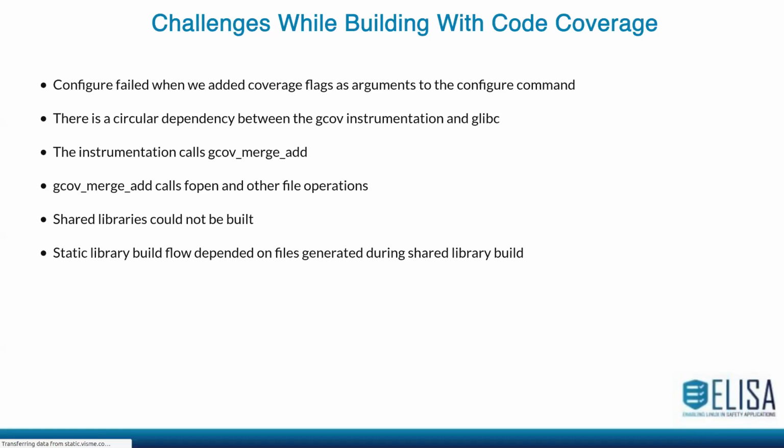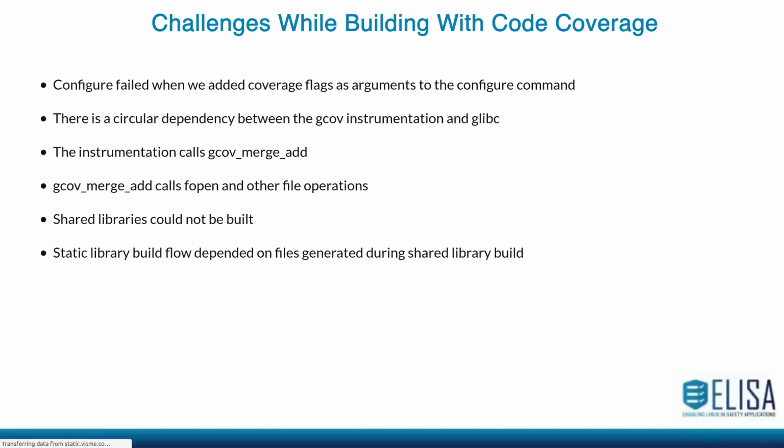There was an article which really linked, and those people basically concluded that there was some error that could not be solved. So this was the error that we solved: shared libraries could not be built because of the way shared libraries are called. They're used by multiple parts of glibc. It causes multiple link errors, and the static library build flow depended on the files generated during the shared library build. So it was kind of a circular problem.